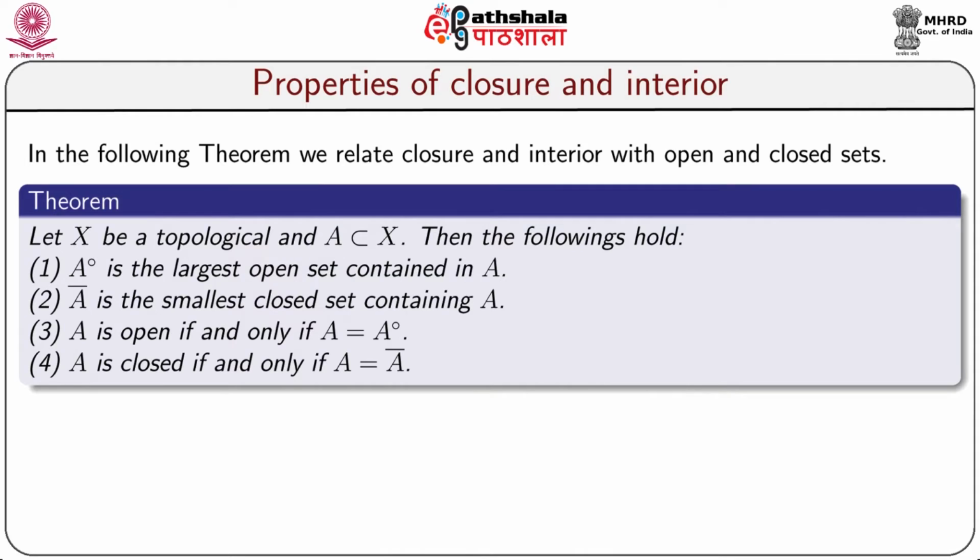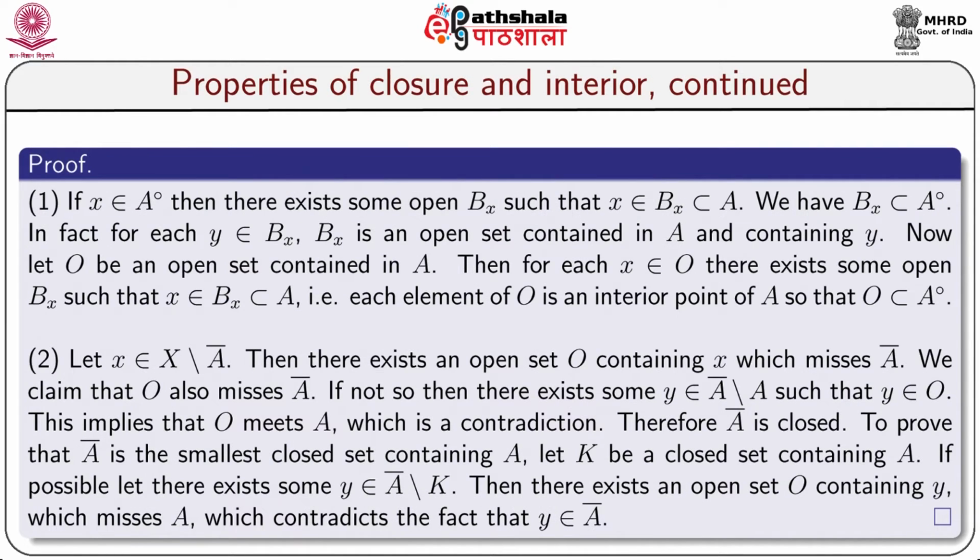The following are some properties of closure and interior. Let X be a topological space and A be a subset of X. Then the following hold. A interior is the largest open set contained in A. A closure is the smallest closed set containing A. A is an open set if and only if A is equal to A interior. A is a closed set if and only if A is equal to closure of A. So let us start the proof.